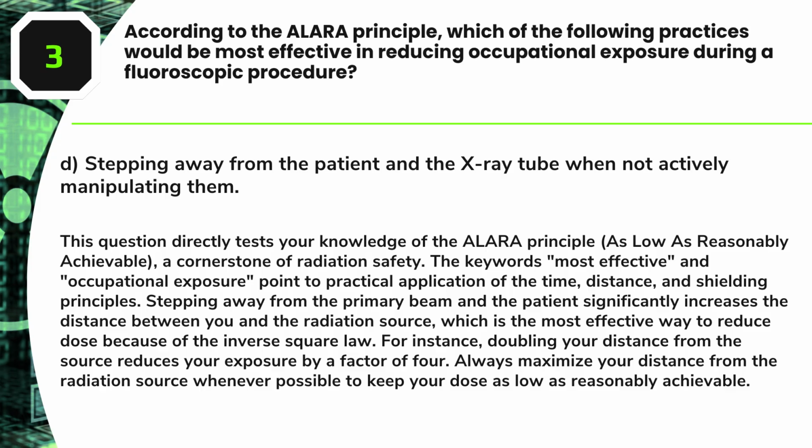Stepping away from the primary beam and the patient significantly increases the distance between you and the radiation source, which is the most effective way to reduce dose because of the inverse square law. For instance, doubling your distance from the source reduces your exposure by a factor of 4. Always maximize your distance from the radiation source whenever possible to keep your dose as low as reasonably achievable.